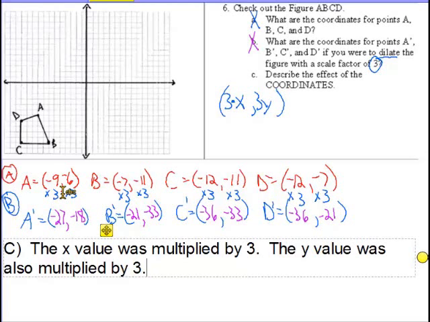Now what would actually happen to this figure if you were to graph this out? It would actually get larger. It's 3 times larger than it used to be. All the side lengths would be 3 times longer. So anyway, that's pretty much how you do it. It's as easy as that. You just multiply your scale factor times your x value and times your y value.